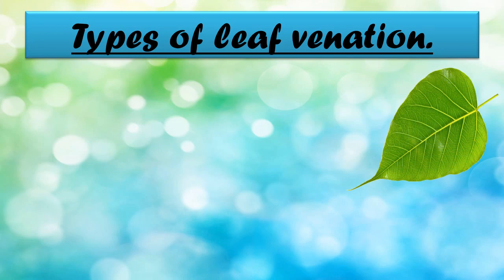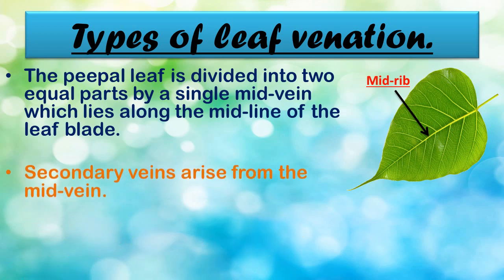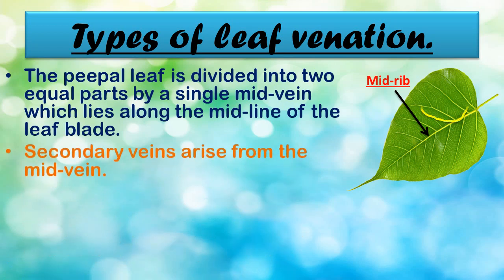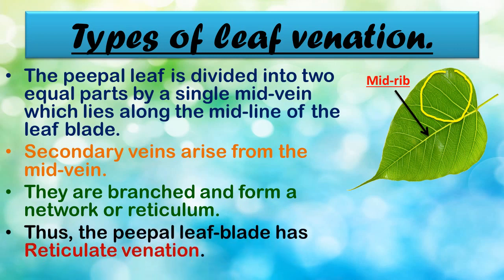So what is this? This is a peepal leaf. This peepal leaf is divided into two equal parts by a single midvein which lies along the midline of the leaf blade, and this is the midrib, and secondary veins arise from the midvein. These are the secondary veins which are arising from the midvein, and they are branched and form a network or reticulum, and thus the peepal leaf blade has reticulate venation.